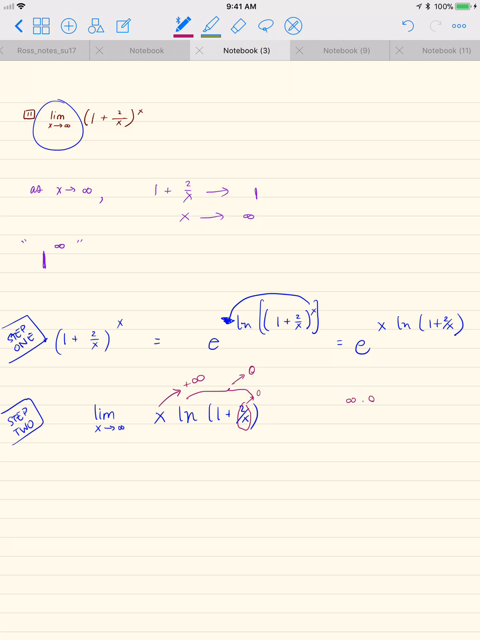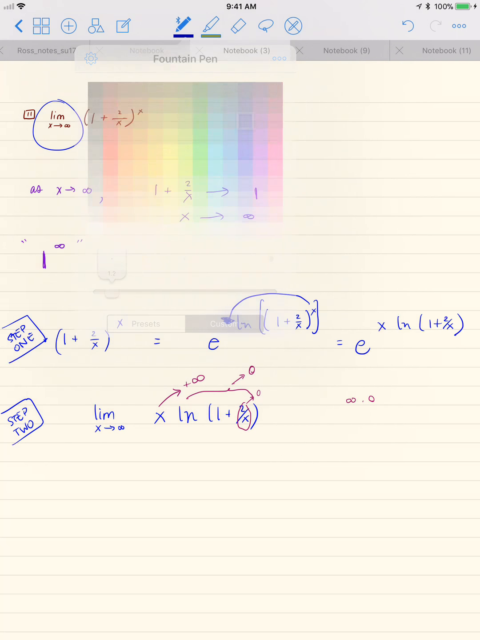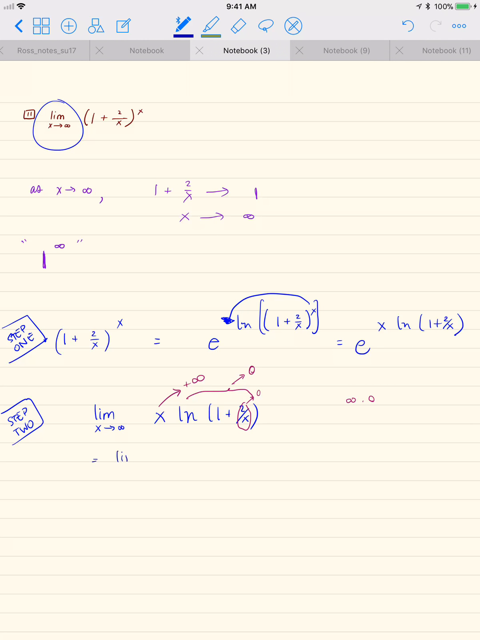What we're going to do is rewrite it by dividing by the x. So when we rewrite it, we'll have natural log of 1 plus 2 over x divided by 1 over x. Now we're ready to use L'Hopital's rule, so we need the limit as x goes to infinity. The derivative of the numerator. What is the derivative of the numerator?